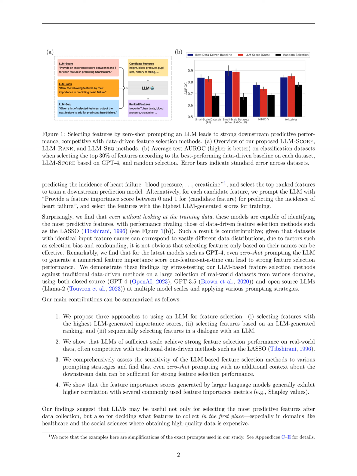There are three approaches to feature selection with LLMs. One, selecting features based on LLM-generated feature importance scores. Two, selecting features based on an LLM-generated ranking. And three, sequentially selecting features in a dialogue with the LLM.